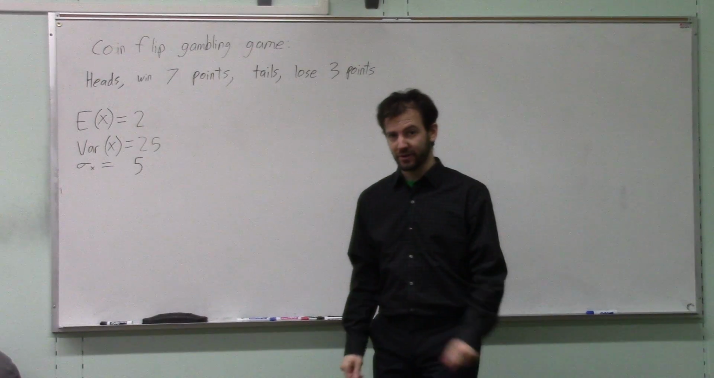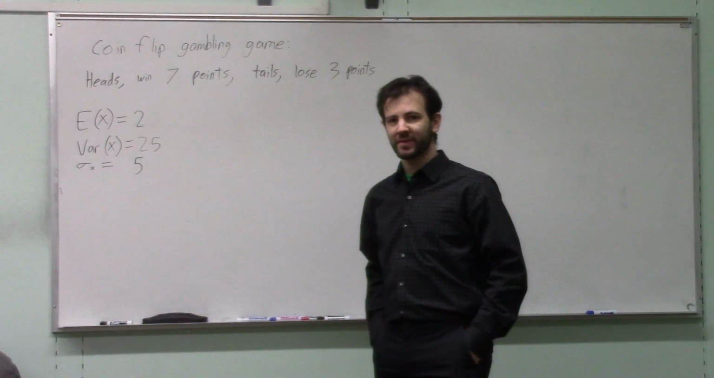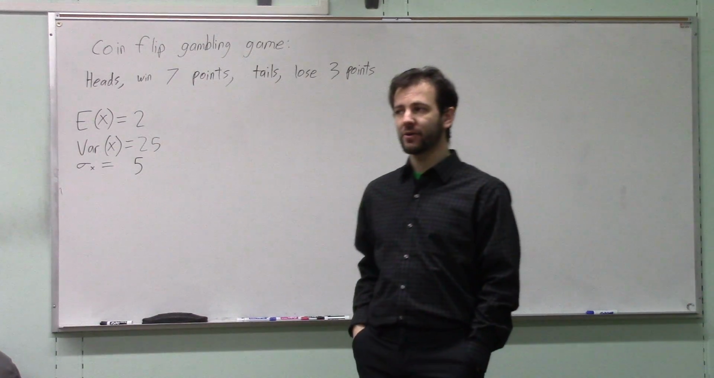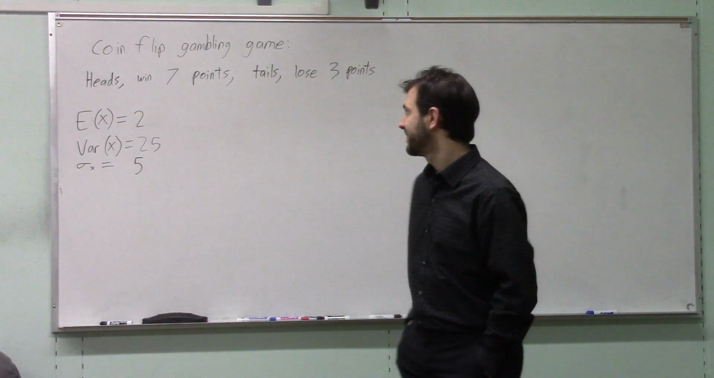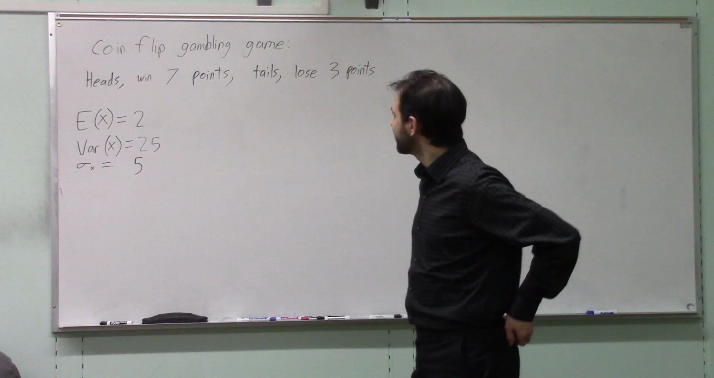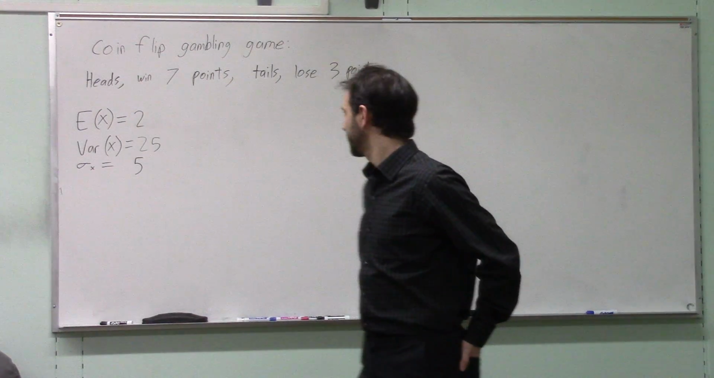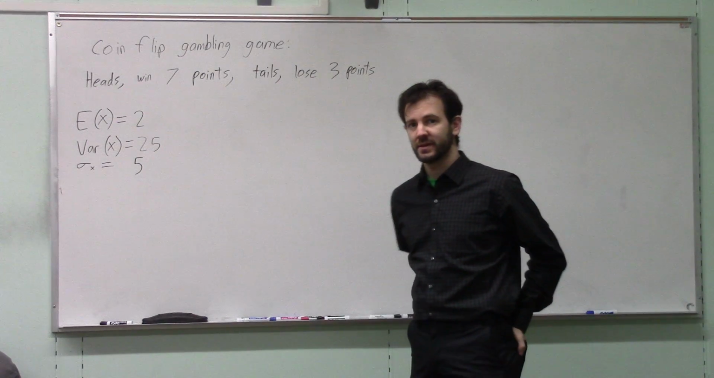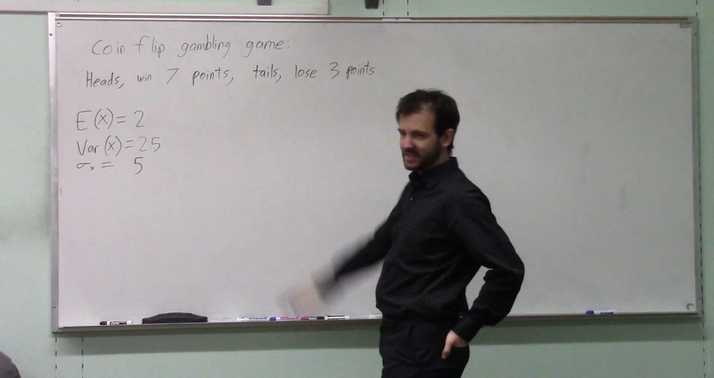So let's consider a coin flipping game. I'm going to use this as my example for how to combine distributions. Let's say we have this coin flipping game. Heads, you win 7 points. Tails, you lose 3 points. 50%, 50% chance of each.